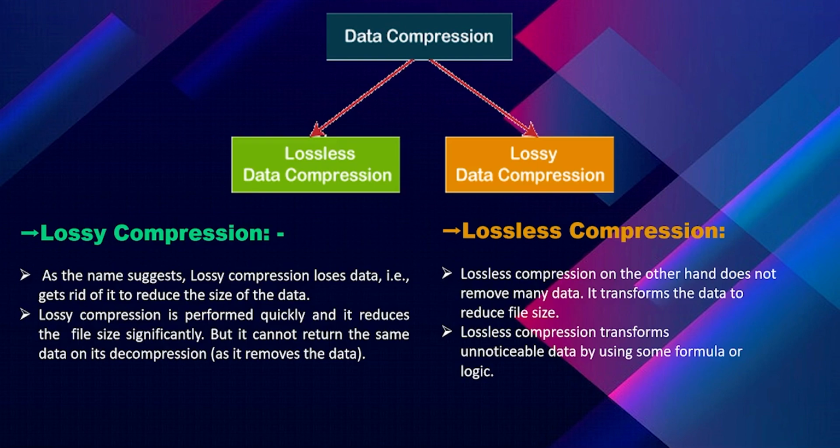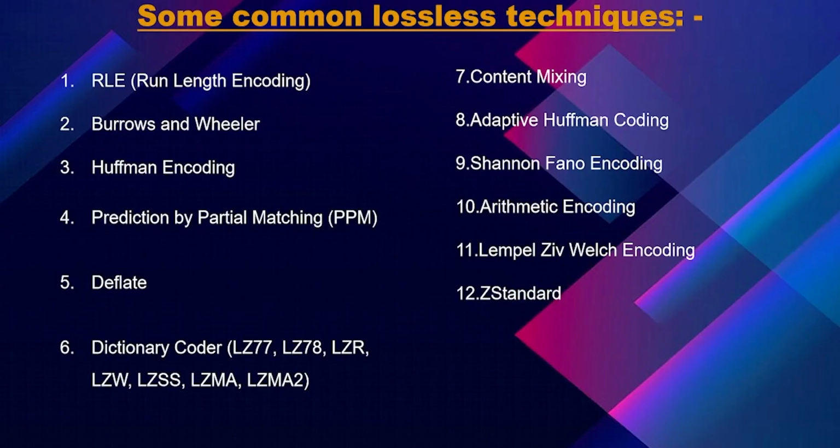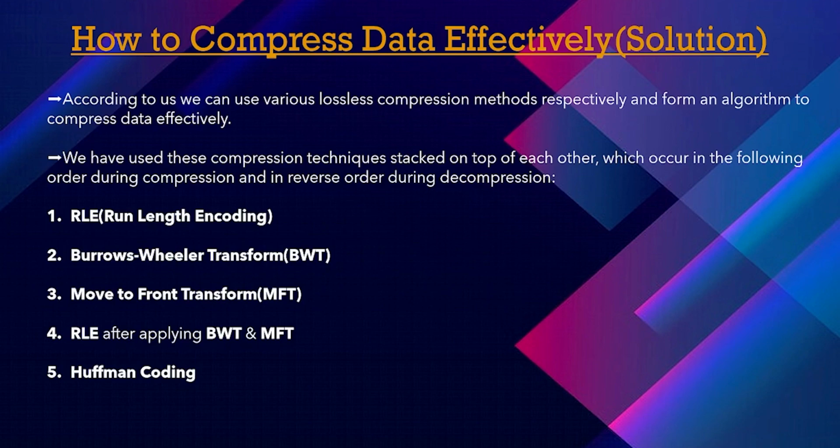Lossless compression, on the other hand, does not remove any data. It transforms the data to reduce the file size. Lossless compression transforms unnoticeable data by using some formula or logic. So from this, we can clearly understand that lossless compression is a very important tool and it is much better than lossy compression. So these are some common lossless techniques, and from these, I'm only going to study four of them: run length encoding, Burrows-Wheeler transform, move-to-front transform, and Huffman coding.